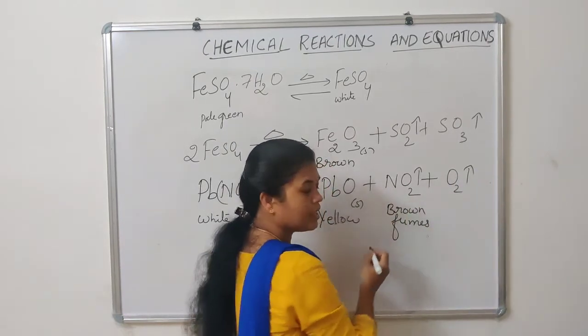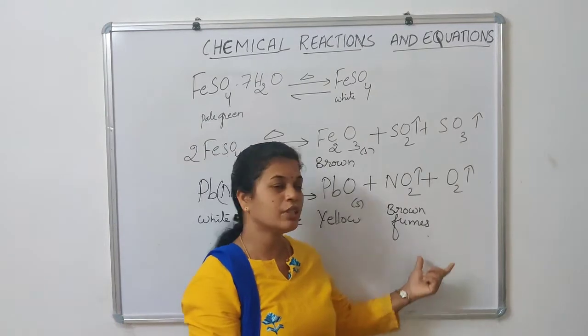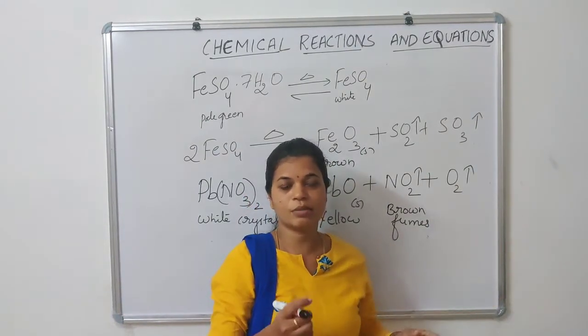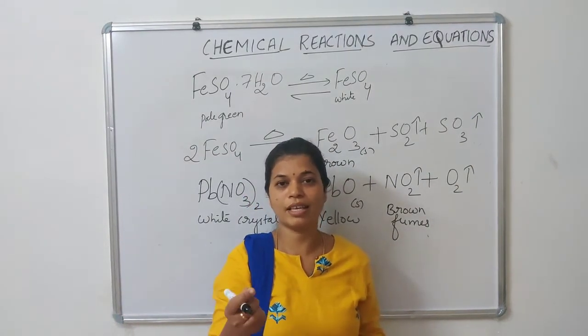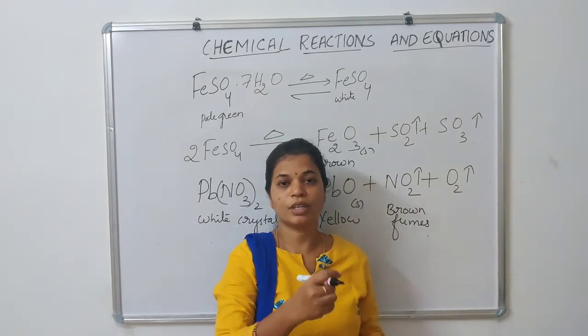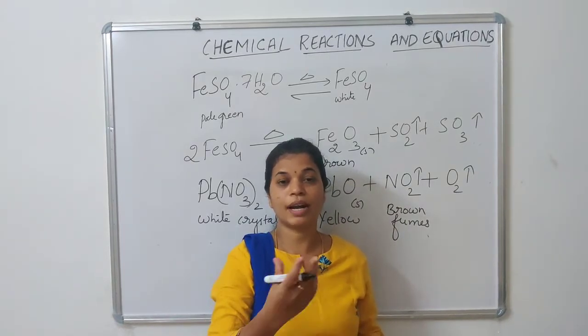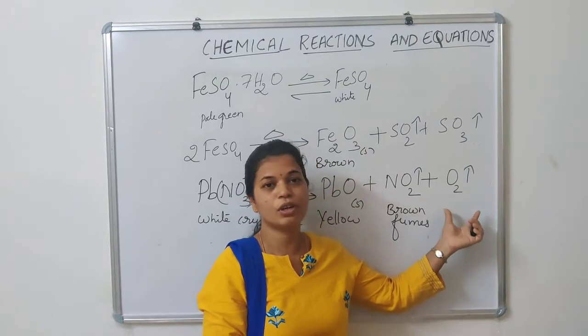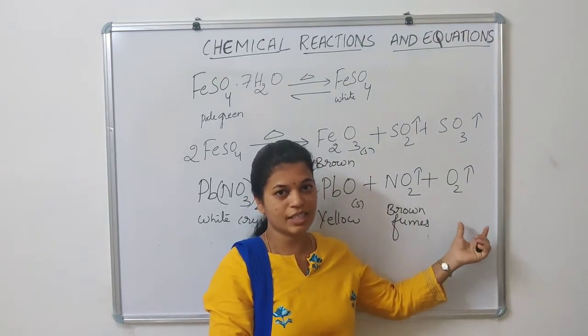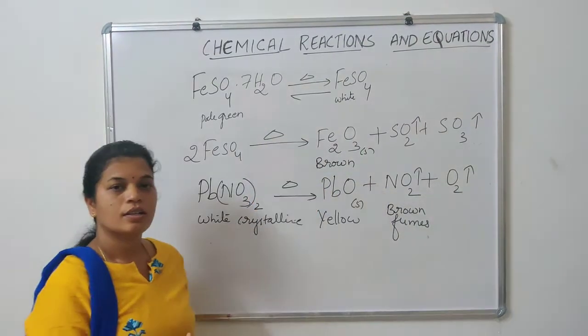Which is the other gas released? Oxygen. How can you confirm that the gas is oxygen? Just bring a burning splinter towards the mouth of the test tube. The flame will be brighter. It shows that oxygen helps in burning. So the gas which is released is oxygen gas.